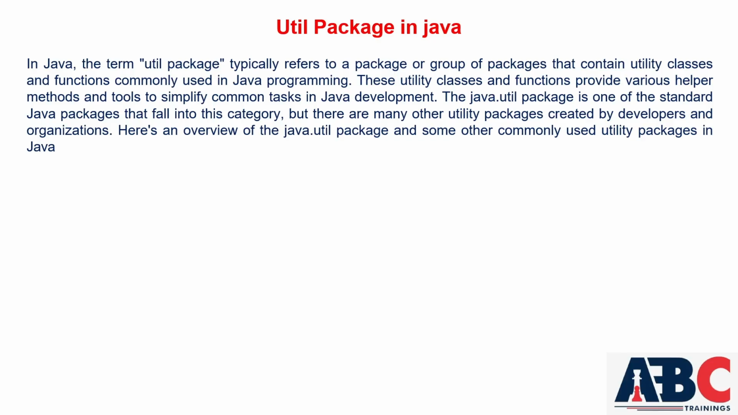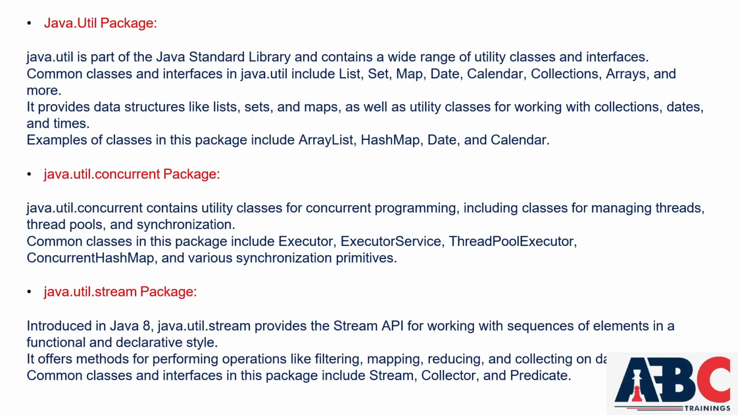There are various types of Java packages. First is the java.util package. The java.util package is part of the Java standard libraries and contains a wide range of utility classes and interfaces. The common classes and interfaces in java.util include list, set, map, date, calendar, collection, arrays, and many more. They provide data structures like set, list, and map, as well as utility classes for working with collections, dates, and times. Examples of classes in this package include ArrayList, HashMap, Date, and Calendar.